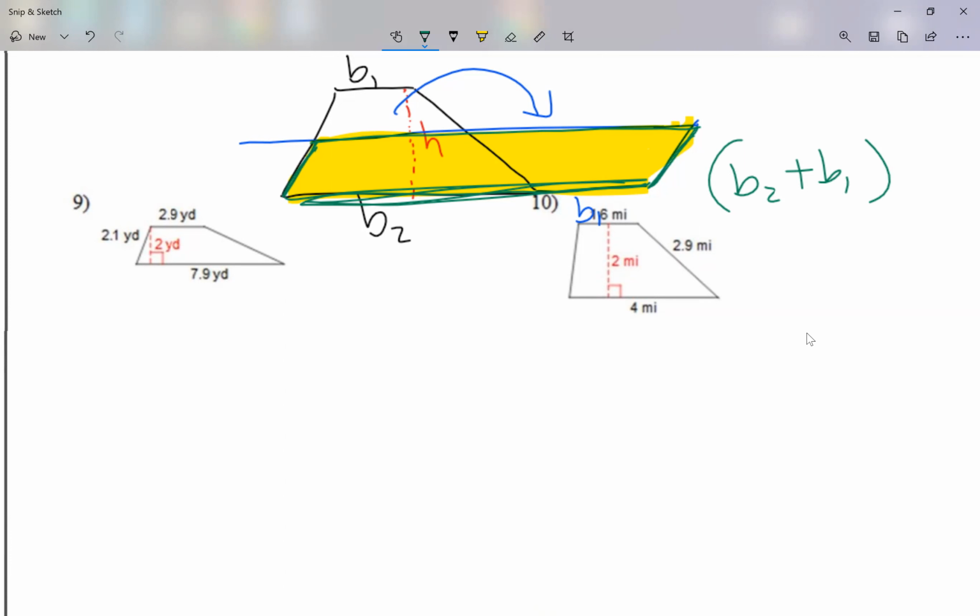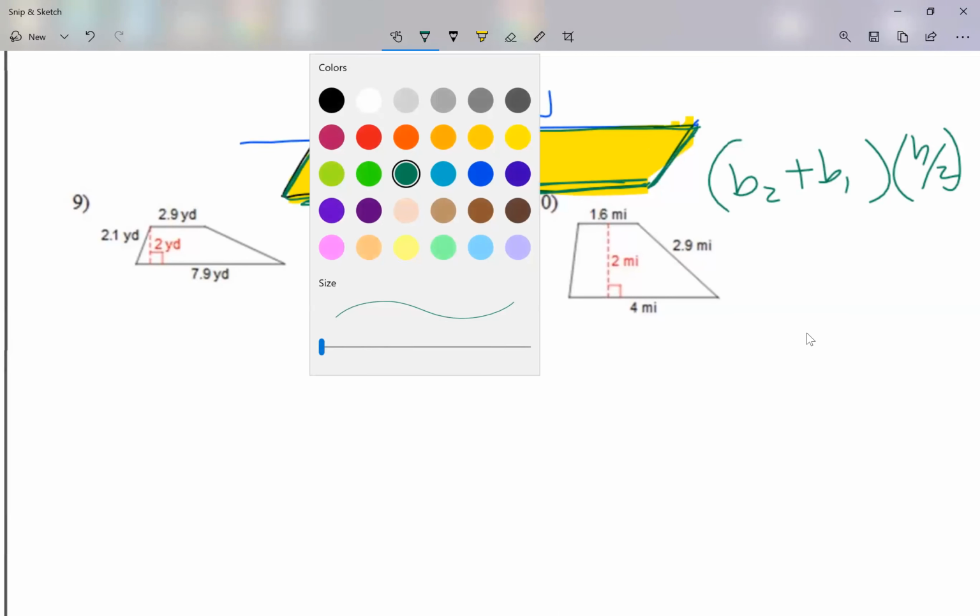And then I know I have to go base times height, or the two numbers that make the 90-degree angle. But one thing here, this is going to be height divided by 2. Notice I cut the height in half. Remember I said I'm going to cut it in half. So I'm not going to use the whole height. I'm going to use half of it. So what are we going to do here for number 9? Let me erase this so I'll be able to read number 10 in a minute.